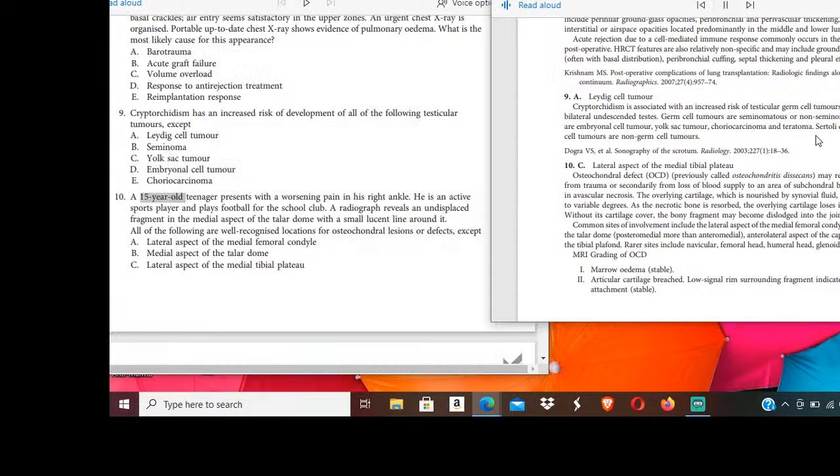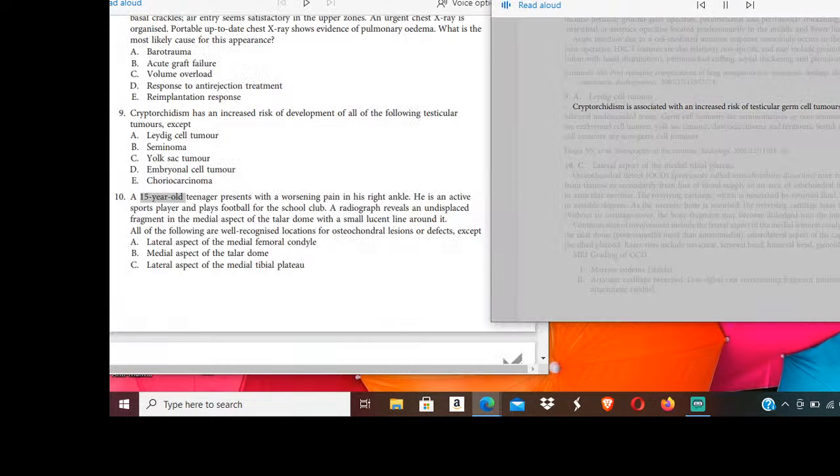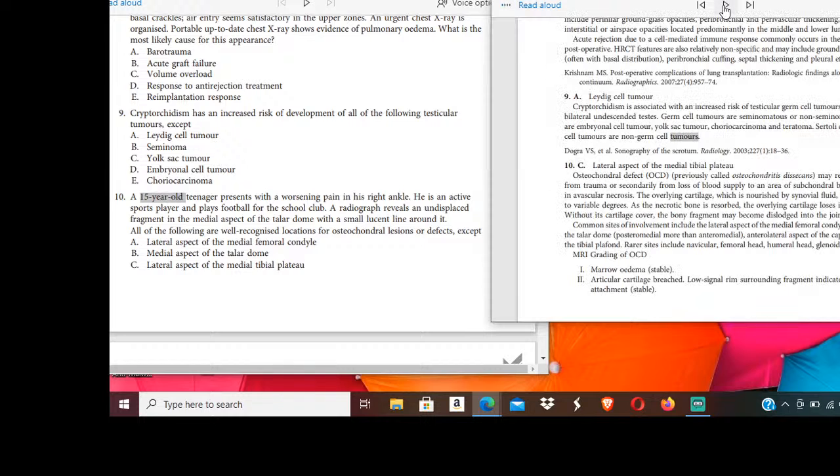A. Leydig cell tumor. Cryptorchidism is associated with an increased risk of testicular germ cell tumors, more so with bilateral undescended testes. Germ cell tumors are seminoma or non-seminomatous, which are embryonal cell tumor, yolk sac tumor, choriocarcinoma, and teratoma. Sertoli cell and Leydig cell tumors are non-germ cell tumors.